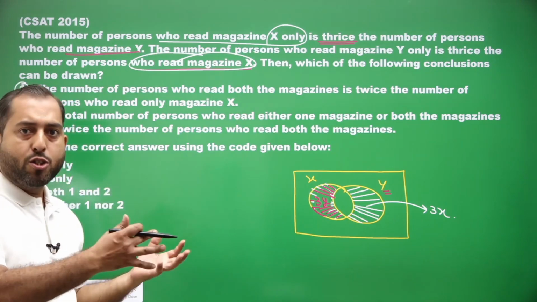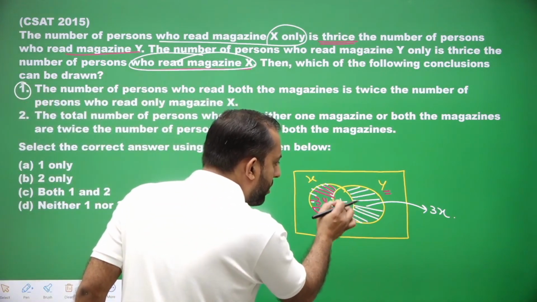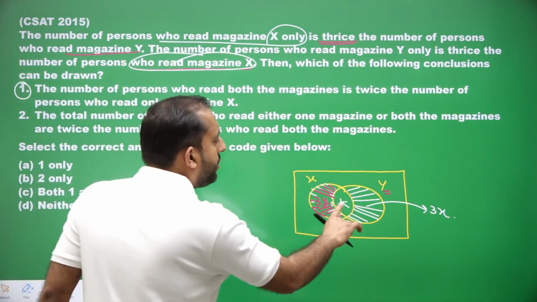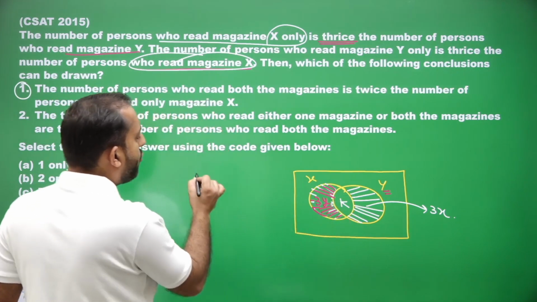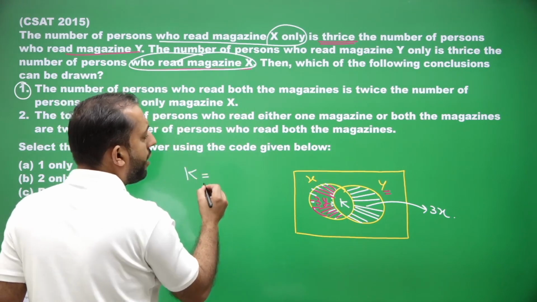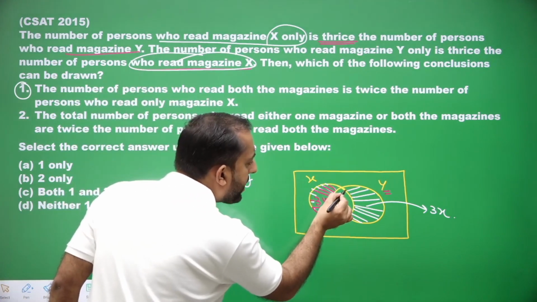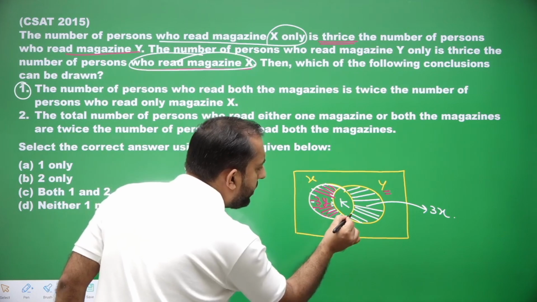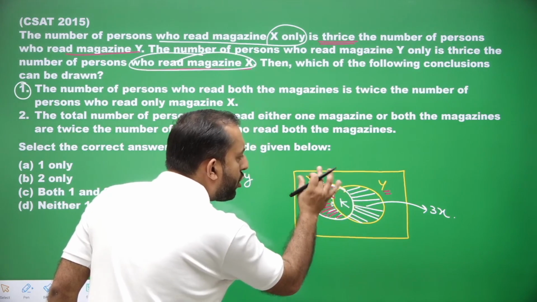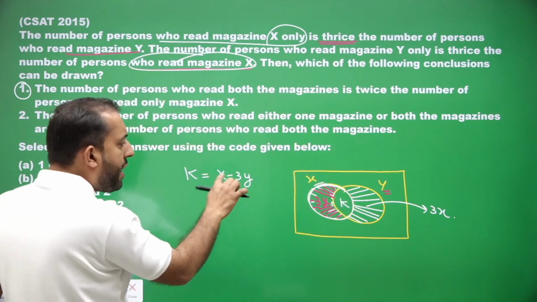if we try to assume it, let's say this value is K here. This central region is K. So if this central region is K, the value of K should be X minus 3y, because the entire circle of X, the total number of people who read magazine X, is X. So the value of K can be X minus 3y.